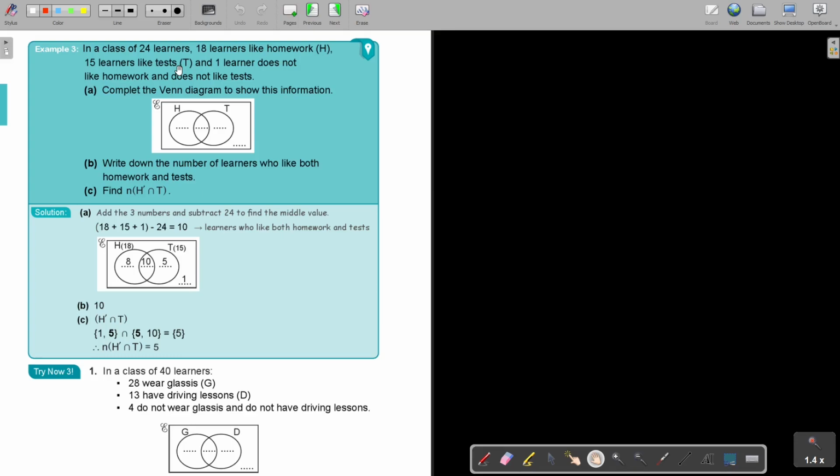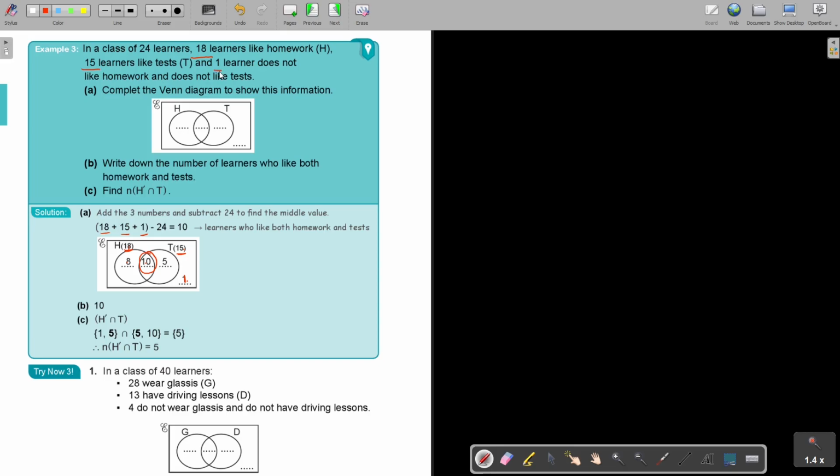So let's start there. The total, the 18, you can write here on top, but not inside. And 15 is tests, and 1 is outside. Now, in order to find that, first find that middle part. So what you do is you add all these amounts: 18, 15 and 1. So 18 plus 15 plus 1, the ones that they mentioned there.